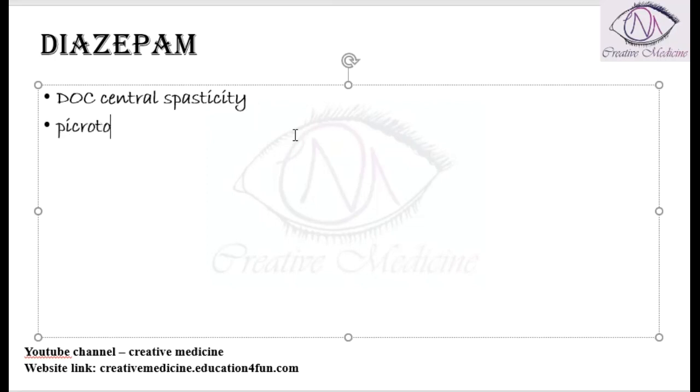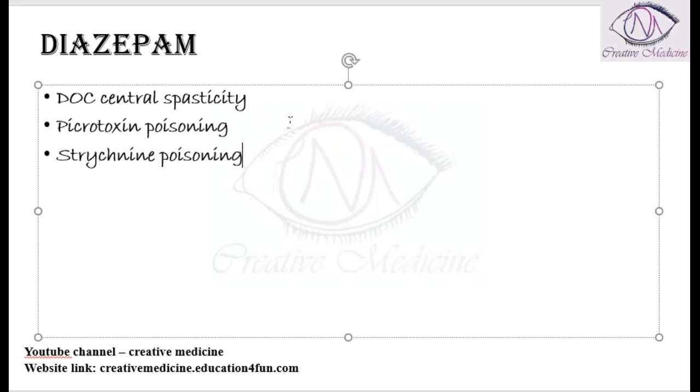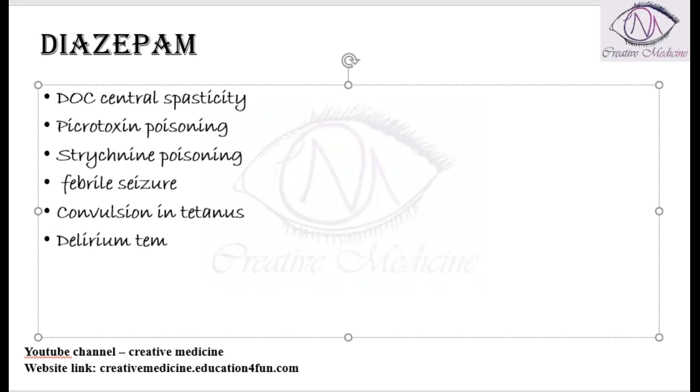It is the drug of choice in picrotoxin poisoning, and it is the drug of choice in strychnine poisoning. So, diazepam is the drug of choice in central spasticity, picrotoxin poisoning, and strychnine poisoning. It can be used in febrile seizures, and it is in fact the drug of choice for febrile seizures, and it is also the drug of choice for convulsions in tetanus patients and delirium tremens.